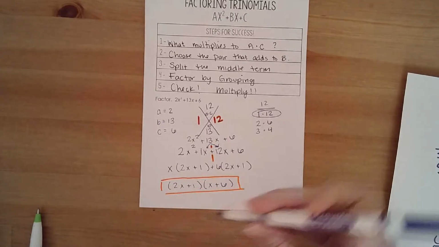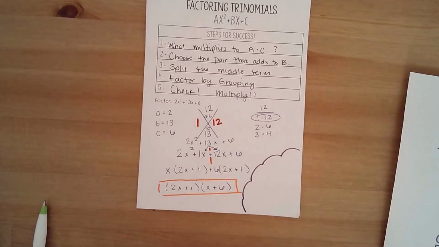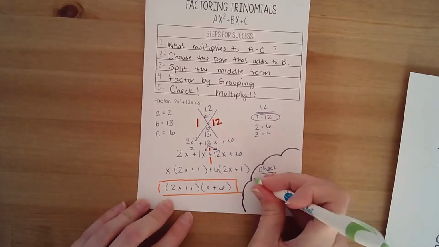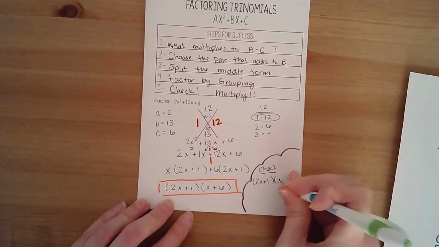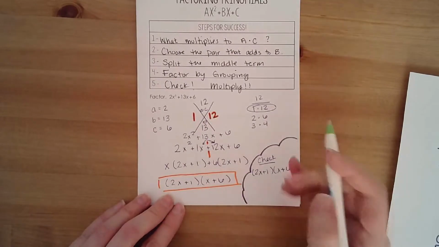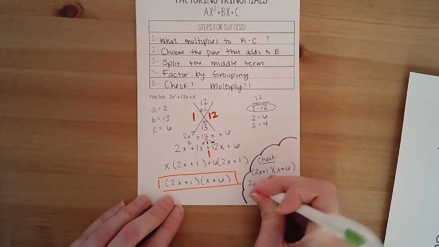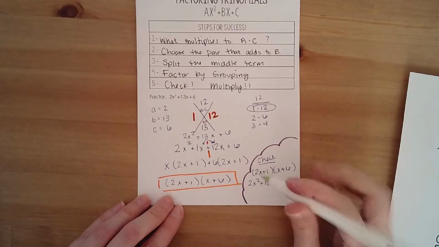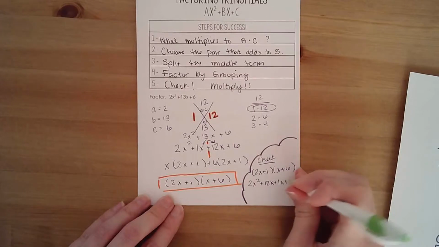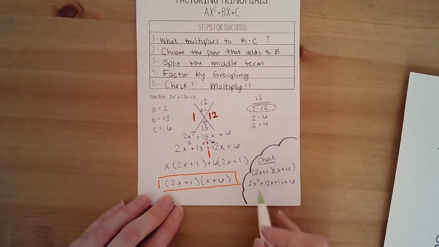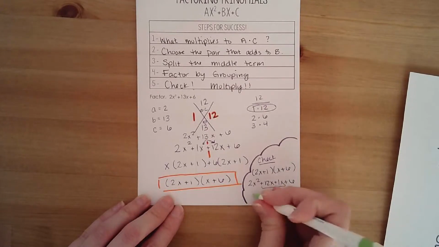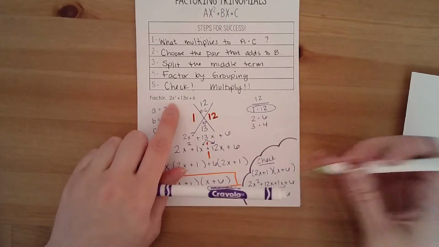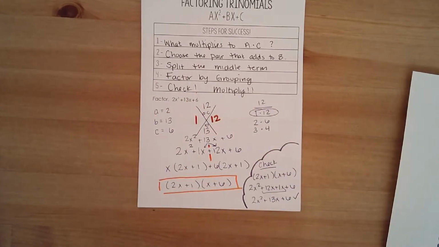And I can check my work, because of course I can. If I check my work, and you totally should, 2x plus 1 times x plus 6. So let's do some quick distributing. 2x times x is 2x squared. 2x times 6 is 12x. 1 times x is 1x. 1 times 6 is 6. So now I combine my like terms. 2x squared plus 12x plus 1x is 13x plus 6. Yep, that's the problem I started with. So that factored pretty quickly.